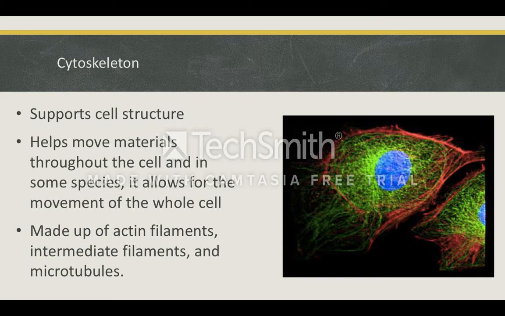Just as we have a skeletal system in our bodies, cells have a cytoskeleton to support their structure, help move materials throughout the cell, and in some species, it allows for the movement of the whole cell itself. It is made up of actin filaments, intermediate filaments, and microtubules. The cell cytoskeleton is pictured here in green.